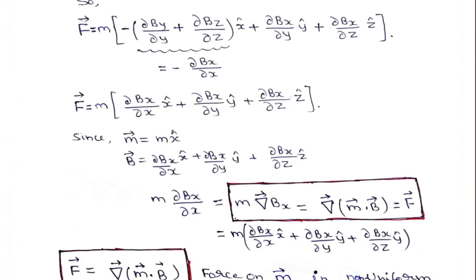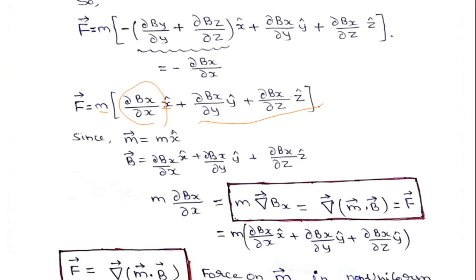When this m multiplies with this quantity, only the x unit vector with x unit vector will survive, means this quantity will survive and the other quantities will become equal to 0. So that's why I have done it. In place of m del Bx upon del x, we can write m times the del operator for the Bx component, means only del upon del x, Bx component will survive, other components will be 0.